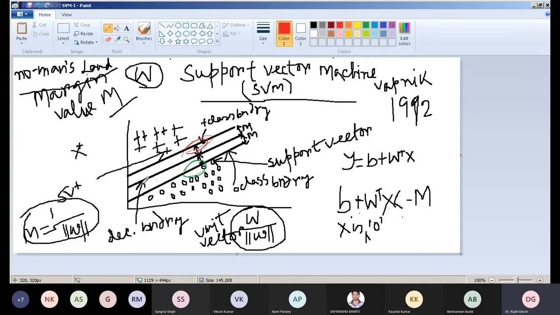If it is perpendicular to the decision boundary, then it is obviously perpendicular to the plus and circle plus boundary lines too. That means the weight vector capital W will be perpendicular to this plus plus boundary line as well as to this circle plus boundary line, because these two lines are parallel to the main decision boundary.